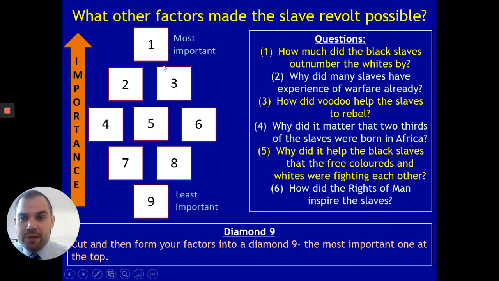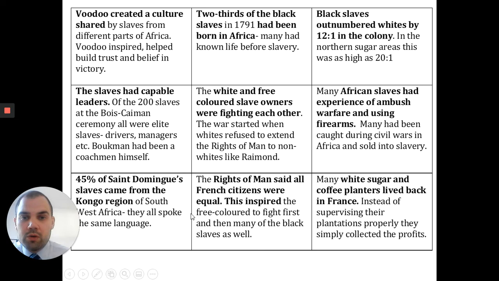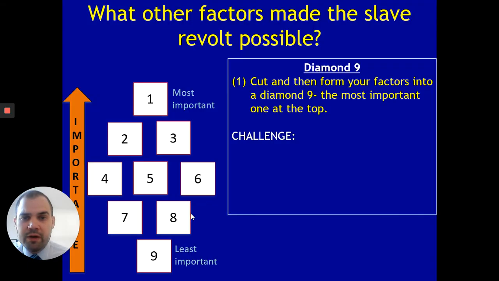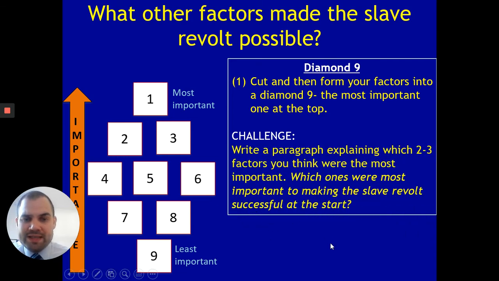So out of those 9, which were the most important reasons why the revolution in Saint Domingue was successful, to which were the least important? Now, once you've answered those 6 questions and organized those cards from 1 to 9, from the most important to the least important, just your opinion, I'd like you to also have a go at writing a paragraph explaining the reasons why your top 2 or 3 are there. So which 2 or 3 factors do you think were the most important reasons why the slaves were successful, and just explain why.